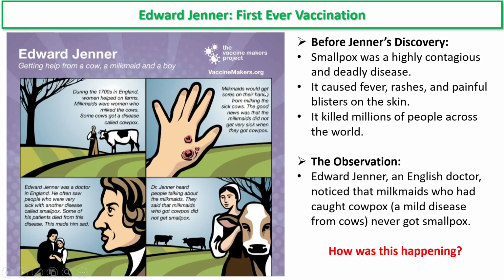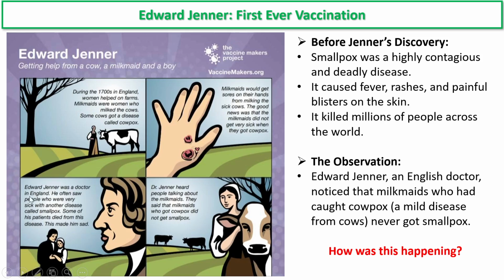And these milkmaids would get sores on their hands from milking the sick cows. When they milked the cow, they got these blisters on their hands from the sick cows. The good news was that the milkmaids did not get very sick when they got cowpox, because this disease is very mild. It is not severely dangerous for human beings. So they were getting a mild sickness.